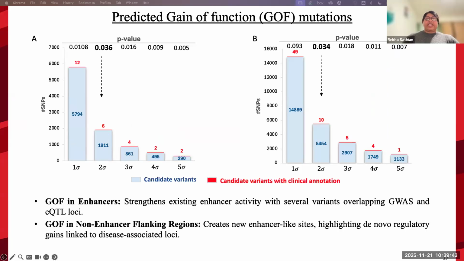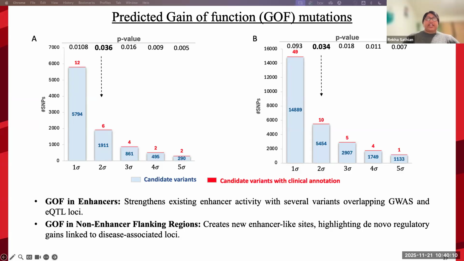Similarly, we identified several gain-of-function variants as well. We observed certain gain-of-function SNPs within enhancer regions which strengthen their existing activity, boosting the enhancer probability. And again, these high confidence variants intersected with GWAS and eQTL loci, suggesting they can modulate disease-relevant transcription.